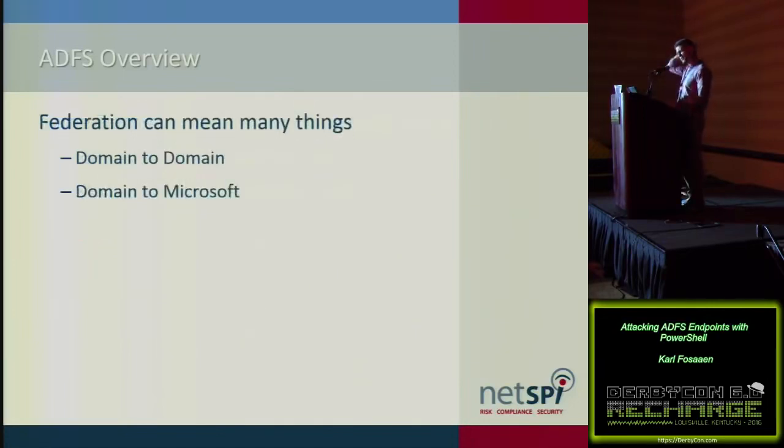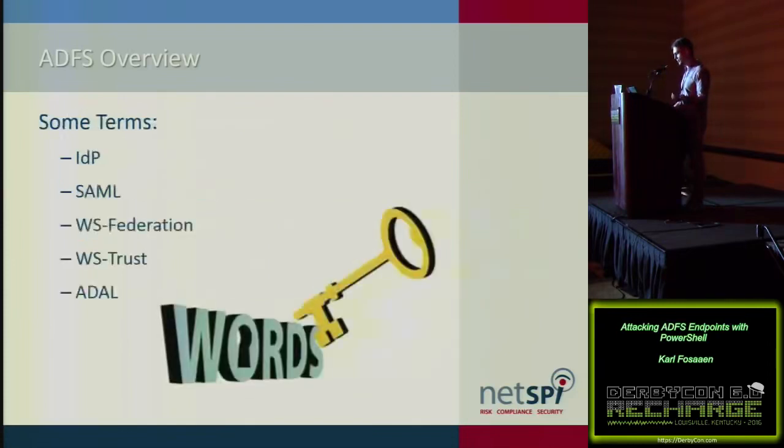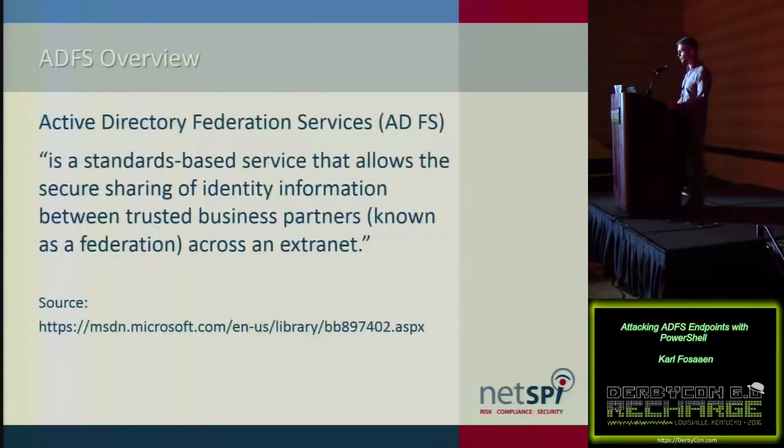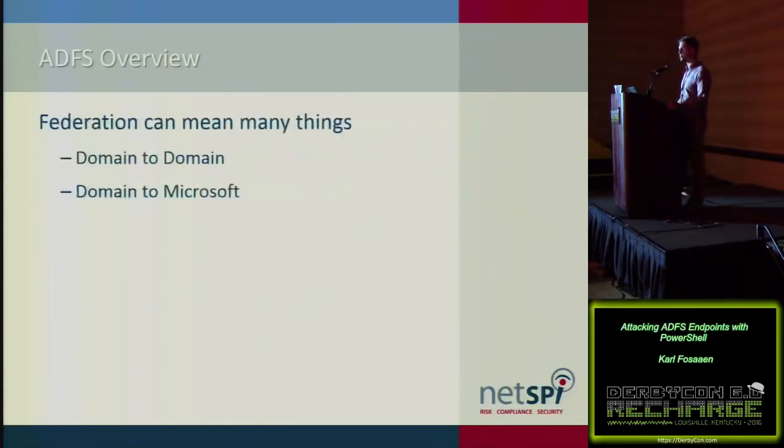So federation can mean a lot of different things. We're looking at Active Directory Federation Services. If you start looking for Windows Federation information, you get a lot of different results. You can think of it in a couple of different ways, federating from domain to domain. So I work for NetSpy. If NetSpy wants to talk to DerbyCon.com, we can set up some kind of federation to communicate or share things across that federation.